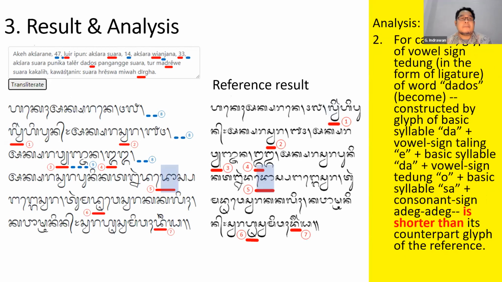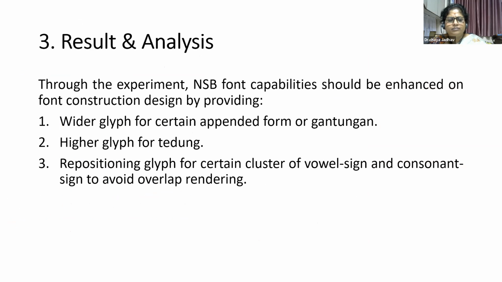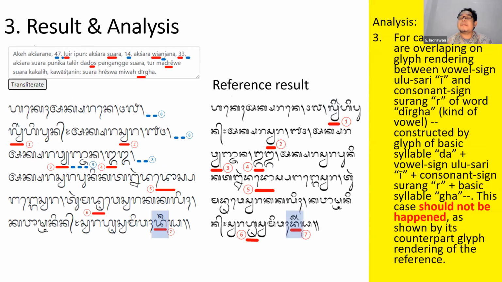As I continue, the third aspect related to the enhancement of the existing NSB font capability is about the positioning of glyphs. For an illustration, we can see case 7, where there is overlapping in glyph rendering between vowel signs, seen in the blue highlight section at the left side, generated from the application, compared to the ground truth, the reference result, in the blue highlight section at the right side.